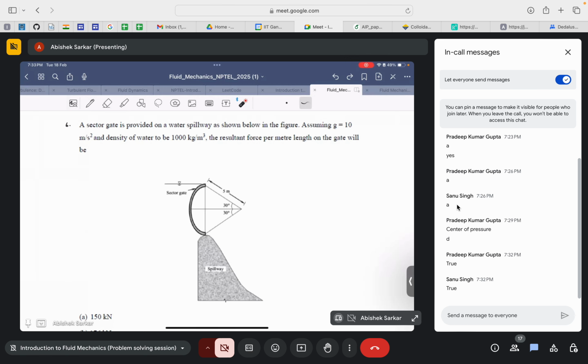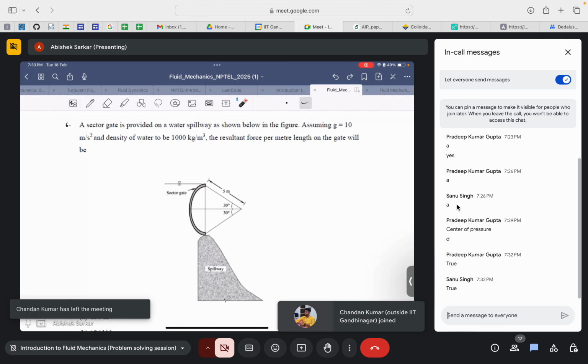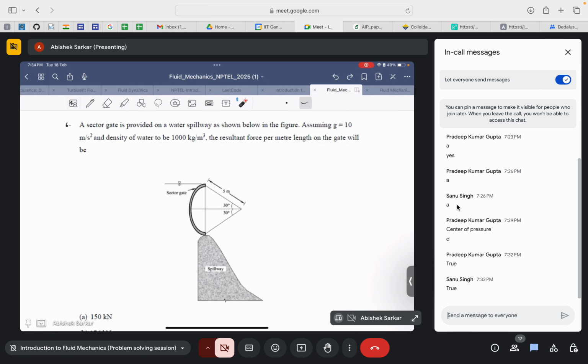The question is, a sector gate is provided on a water spillway as shown in the figure. Assuming g is equal to 10. I always mention that unless otherwise mentioned, you should always take g as 9.81 or 9.8, whatever you feel suitable, preferably 9.81. But since in this question they explicitly mentioned g to be 10, you need to take the acceleration as 10 meter per second square. And density of water is 1000 kg per meter cube.